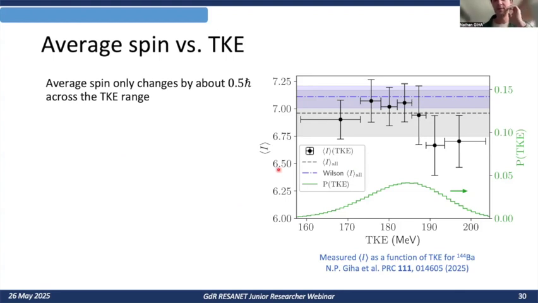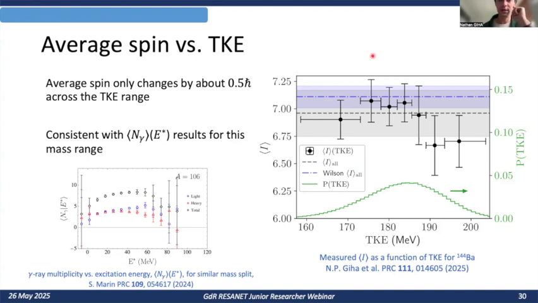So this is the result for barium-144. What I want to point out here is that this vertical scale is not very big. The whole thing is a little bit more than 1 h-bar. And in terms of the points, when you vary TKE, going from high TKE to low TKE, or equivalently, low excitation energy to high excitation energy, as I'll justify in a minute, the average spin doesn't change that much. In fact, it changes a decent amount less than what you would expect if you were going to generate spin based on some statistical argument.